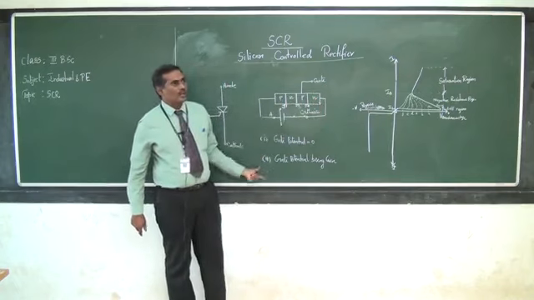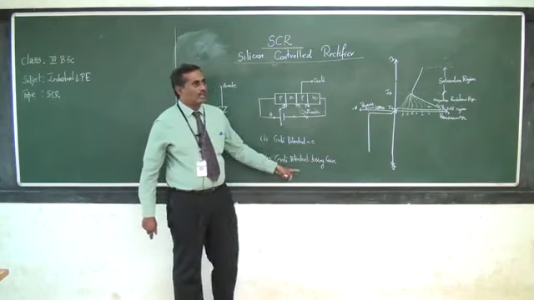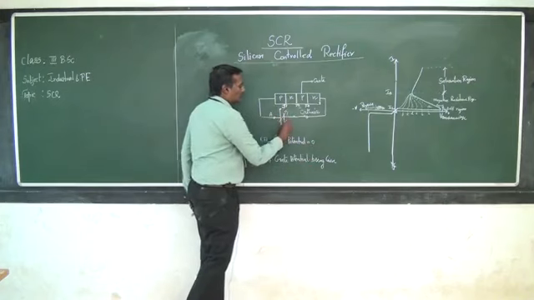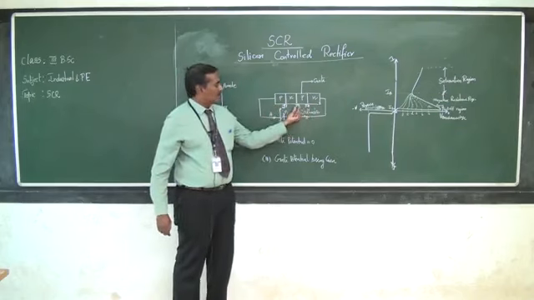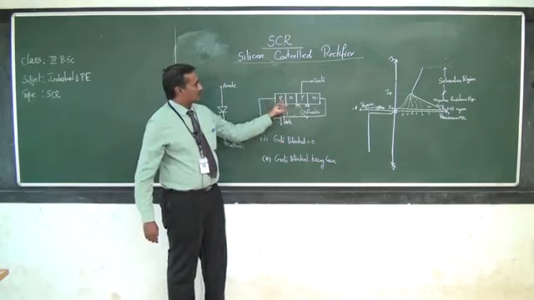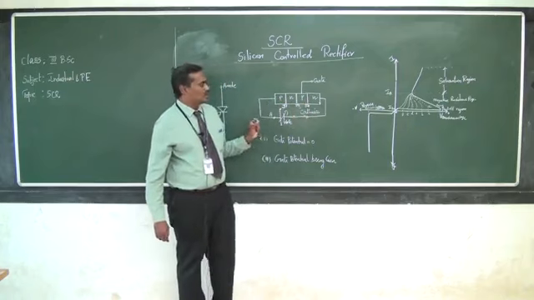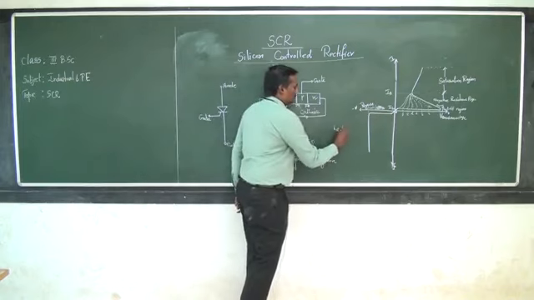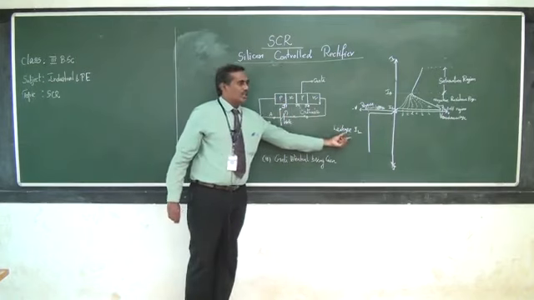Here two different operations are possible. One is when the gate potential is 0, another is when the gate potential is given. When the gate potential is 0, we are applying the anode cathode voltage to the SCR. Therefore, the junctions J1 and J3 become forward biased, whereas the junction J2 gets reverse biased. So during that time, the minority carriers present across each junction will constitute a very nominal current, that means a very low current. That current we call the leakage current of the SCR.